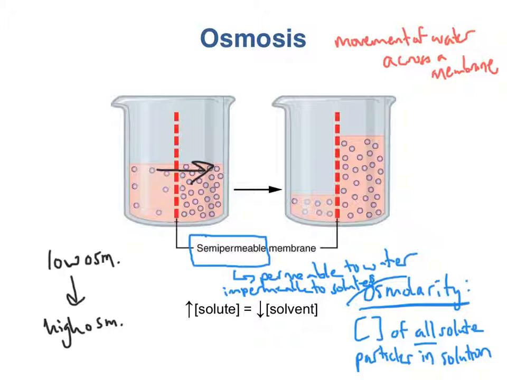Now, the amount of water that is in a solution is inversely proportional to the amount of solutes. So the more solutes you have in a solution, the less water you have proportionally, and vice versa. Fewer solutes means more water proportionally. So in a way, water is moving from where there's a lot of water to where there's less water. That's the same thing as water moving from where there are few solutes to where there are a lot of solutes.